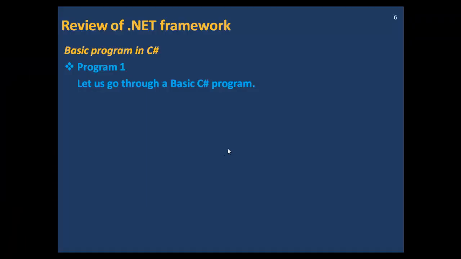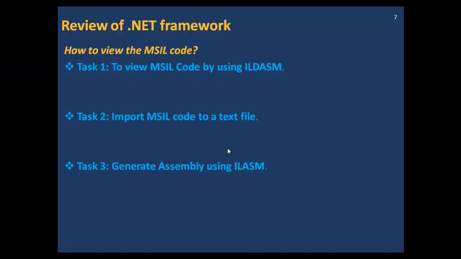Again we will come back to our PPT. Now let us consider we have to perform three tasks. Task 1 is to view the MSIL code by using the intermediate language disassembler. Task 2 is to import the MSIL code to a text file, and task 3 is to generate an assembly using the intermediate language assembler.